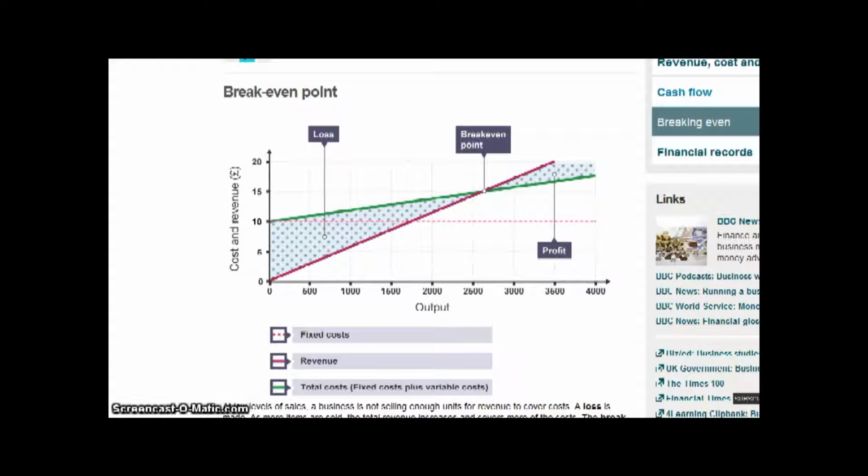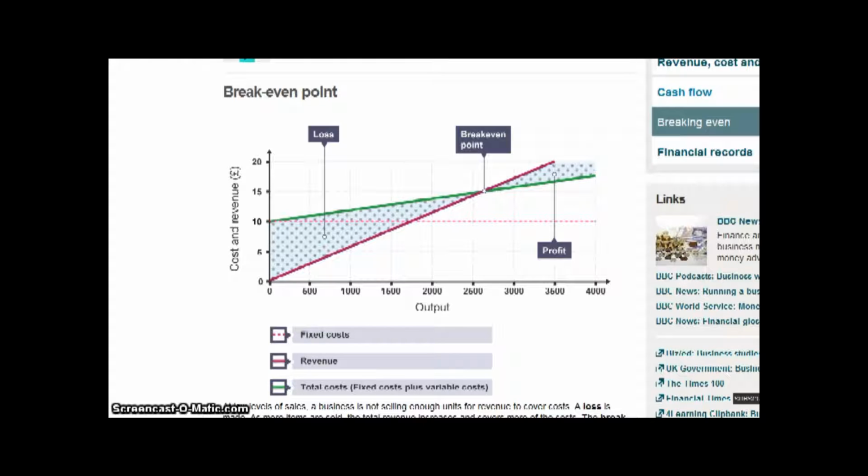So the red line there, which goes up diagonally, that is your revenue, sorry. And then the green line is your variable costs, as you know they increase with the output. And there's a pink dotted line, and that is your fixed costs, as it always stays the same.